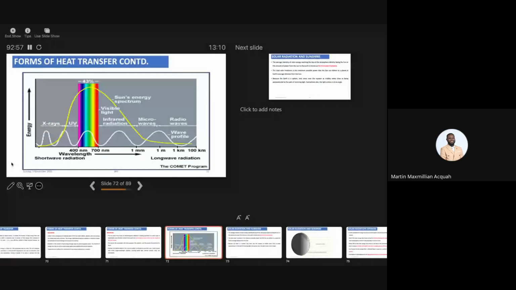So this is a chart showing the forms of heat transfer in space. So you can see the UV here and the infrared radiation also here. Let me use the laser pointer. Excuse me, sir. Yes.